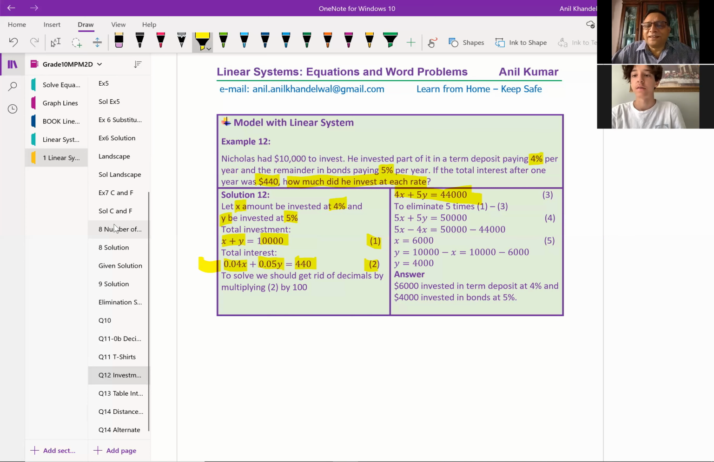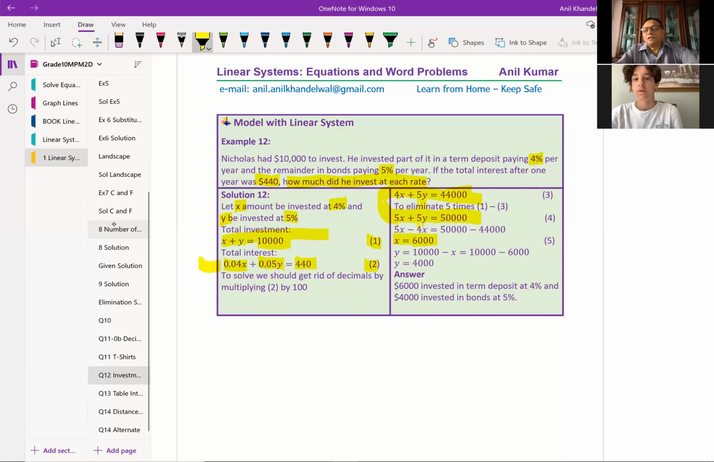Then we can simplify. Follow your steps. Now we have 4x plus 4y, and the first equation is x plus y equals 10,000. So now you could eliminate any variable you want. We chose to eliminate x by multiplying this particular equation by 5. When you multiply this by 5, 10,000 becomes 50,000, and 5x, 5y. Now taking the difference between these two equations, you can eliminate 5y, and this difference will give you the value of x. 5x minus 4x is x, and then 50,000 minus 44,000 is 6,000.